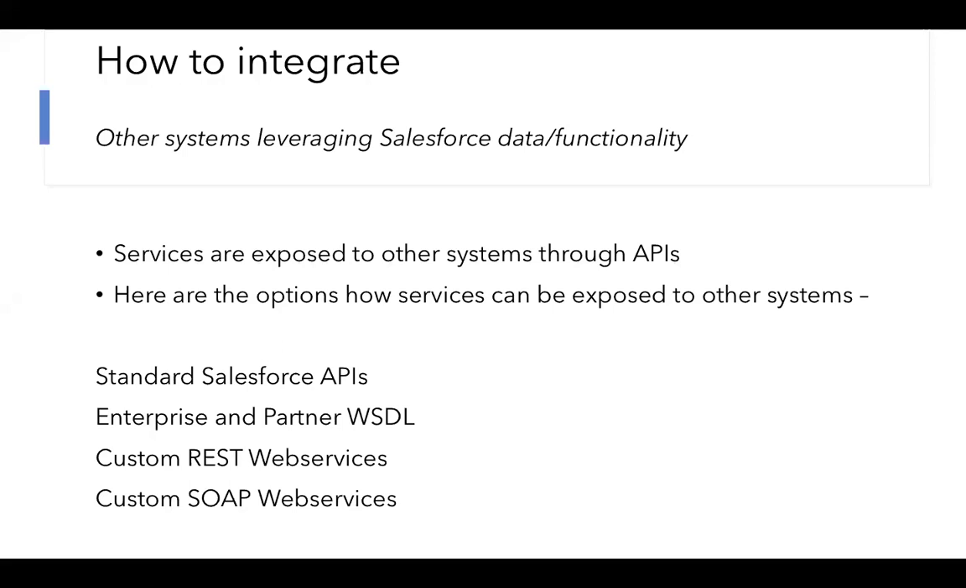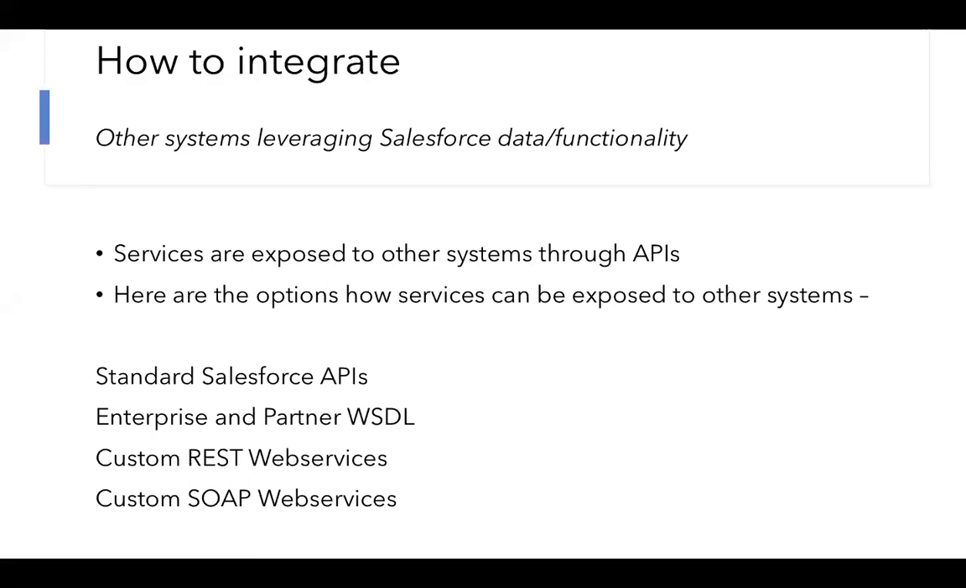There is a list which I'll show you, but yes, there is a bunch of APIs or functionalities through which we can expose our functionality to other systems, which they can leverage. We'll see in a short while what they are, without going into the details, of course. Then you've got something called enterprise and partner WSDLs. These are web services, which I will again show you in a while. The next slide is actually talking about what a web service is.